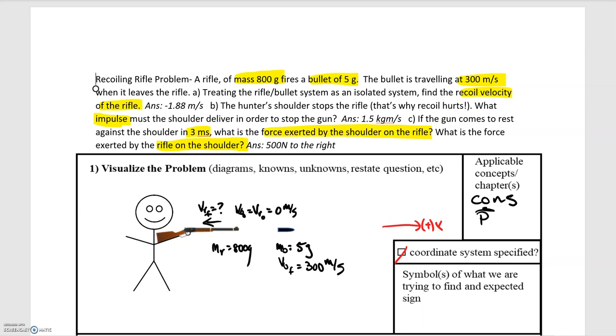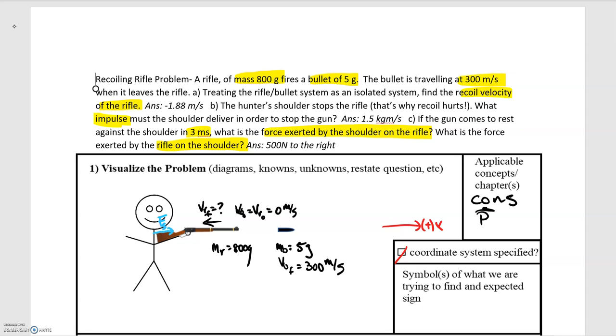So what's happening here? The rifle's kicking back. It has a leftward velocity. And the shoulder is there applying a force on the rifle, getting it to stop. So we must have a rightward force from the shoulder. I'm going to call that F sub S, acting on the rifle.